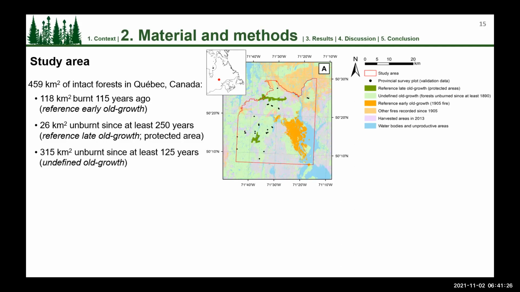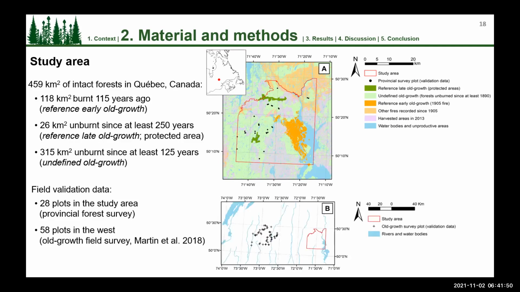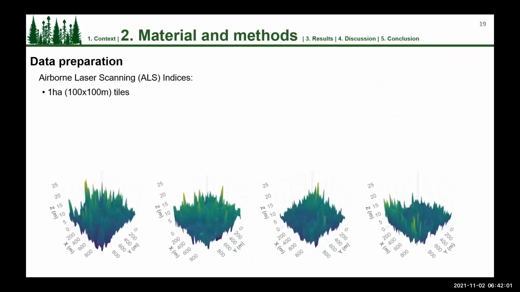We also have some intact areas of old-growth forests within a landscape of harvest, where the forests have not burned for at least 155 years. So areas to train our model. And finally, we also have access to some validation data. First, 88 plots from the provincial forest survey of the province of Quebec, but also 100 kilometers west, we have access to around 60 field plots from a field survey dedicated to old-growth forests, so more accurate, more precise data. So shortly, for data preparation, we divided the landscape into 1 hectare tiles.